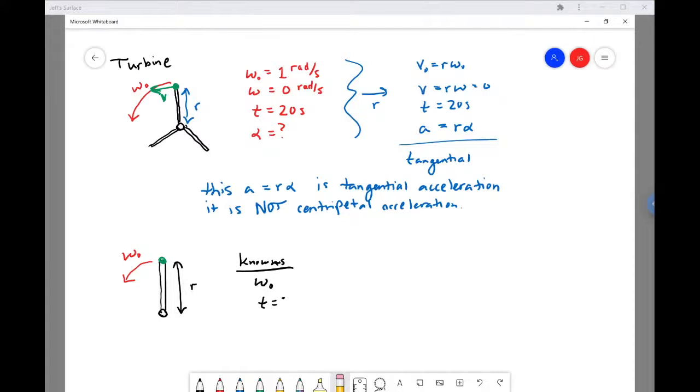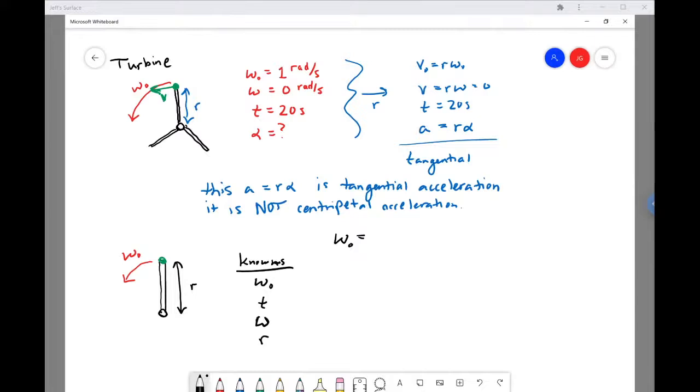I'm not going to write the actual numbers down. Just write these down as knowns, because yours are going to be different. It comes to rest, so you know the final angular velocity is 0 radians per second. And you also are given the radius of the turbine blade. There's a little catch here, and that's when you're given omega naught, it's not in the correct units.